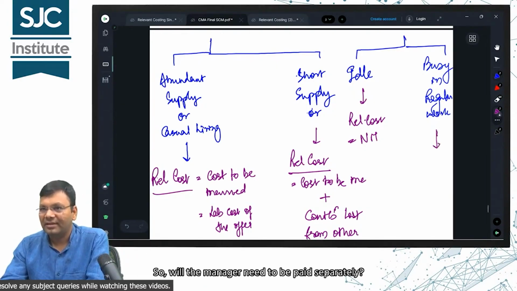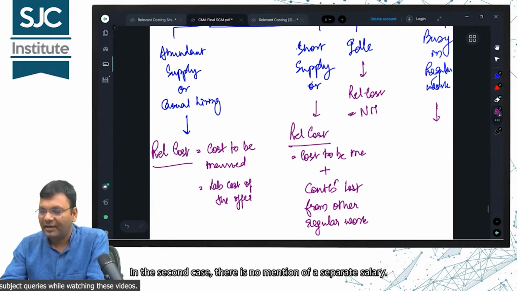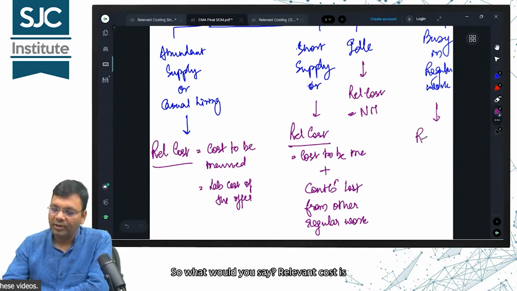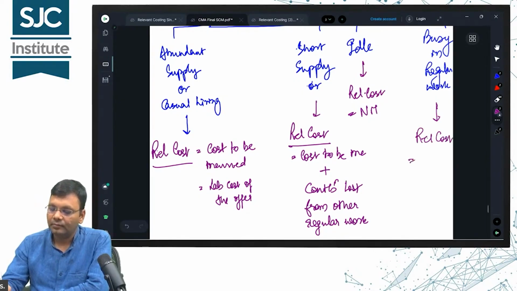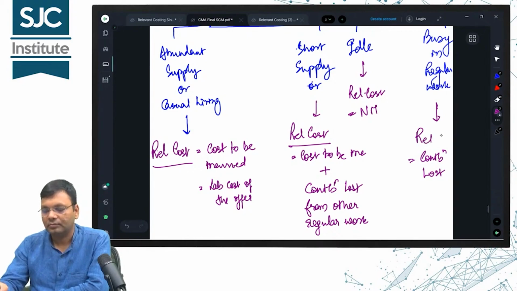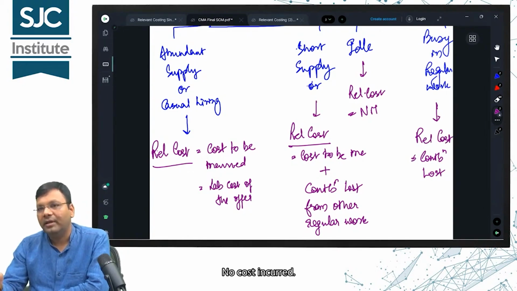So will the manager need to be paid separately? No. In the second case, there is no mention of a separate salary. So what happened? The earning was stopped. So what would you say? Relevant cost is contribution lost. Relevant cost is what? Contribution lost. No cost incurred.